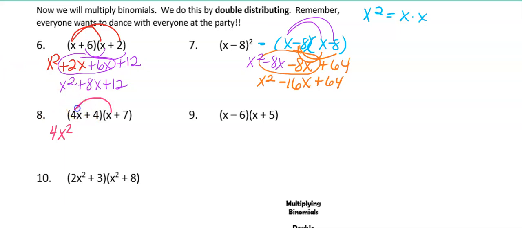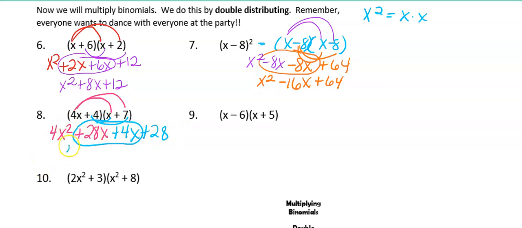Then we have 4x dancing with 7. 4x times 7. 4 times 7 is 28x. Do not forget your x, okay? He's dancing. Don't leave him out, okay? Don't hurt his feelings. Then 4 is going to go dance with x, and he has a 4x. 4 times 7 is 28. So it's all multiplying, guys. Use your calculators. Don't worry about that middle math. Start practicing the middle math.